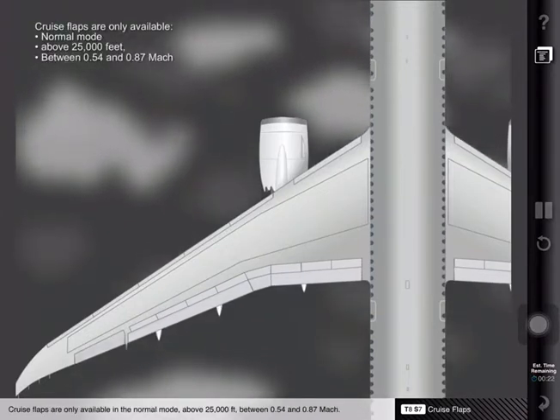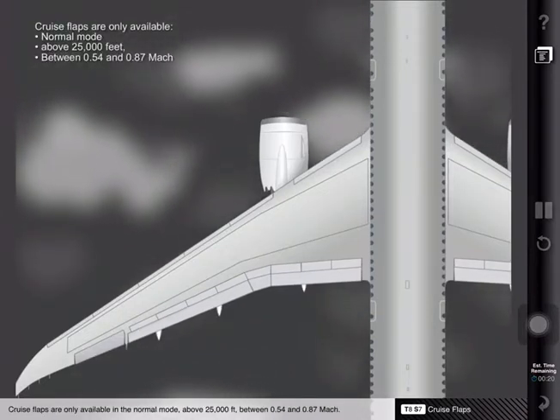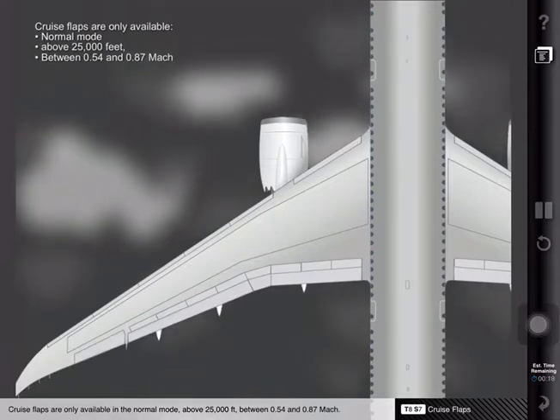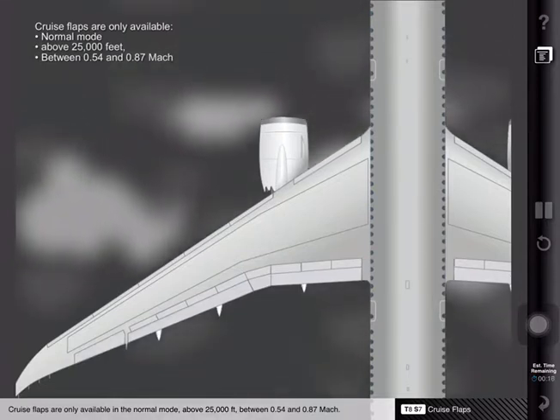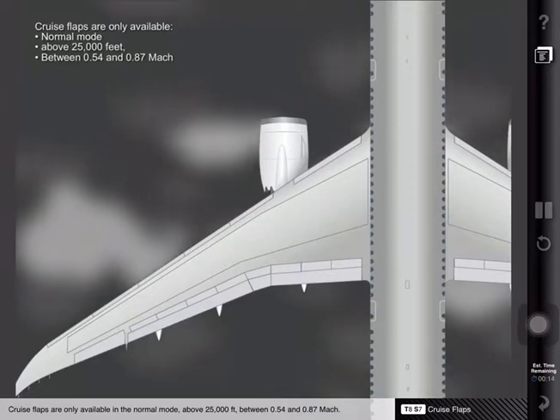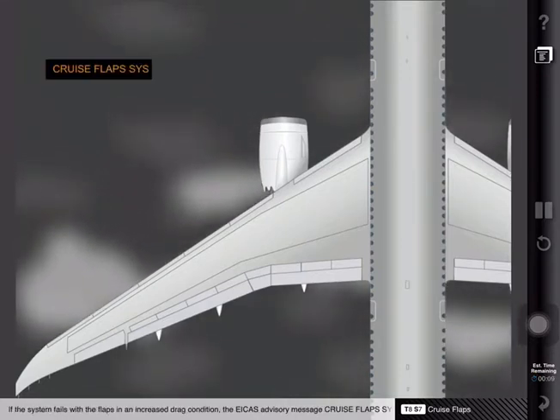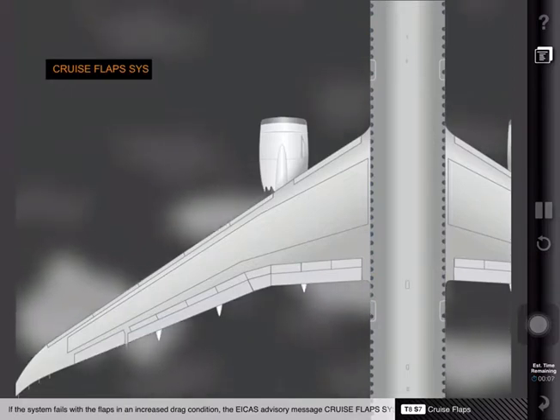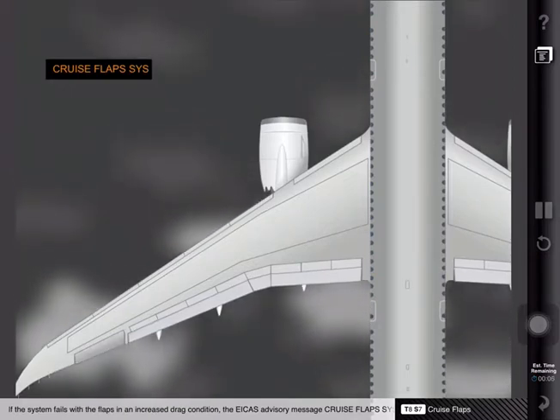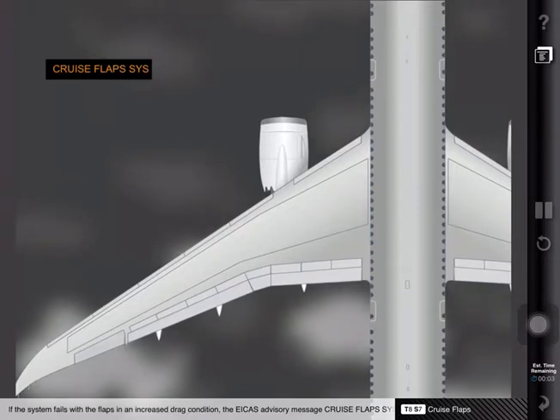Cruise flaps are only available in the normal mode, above 25,000 feet, and between 0.54 and 0.87 Mach. If the system fails with the flaps in an increased drag condition, the ICAS advisory message "Cruise Flaps System" is displayed.